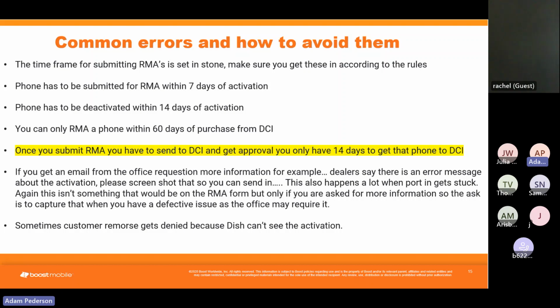And sometimes when you choose customer remorse, it gets denied because Dish can't see the activation. So make sure that the activation does truly go through so Dish can see that to approve it. Otherwise, it could be an exception.